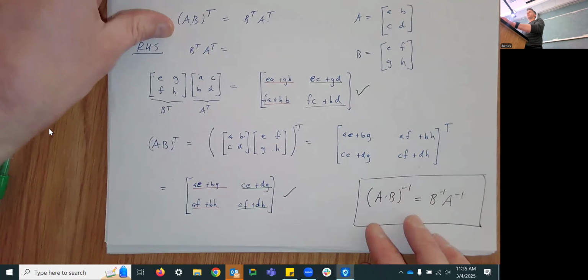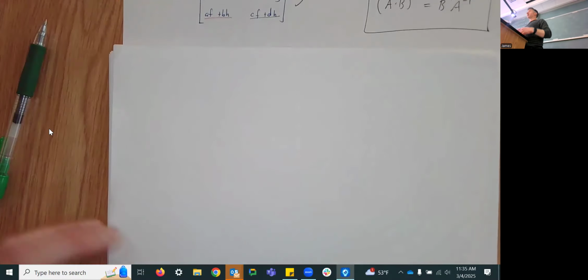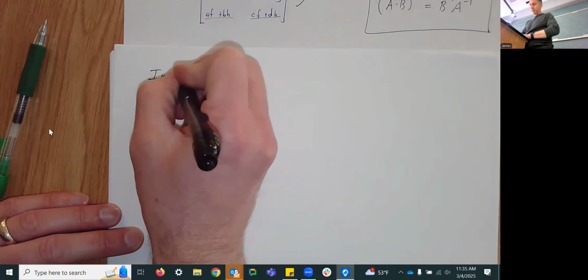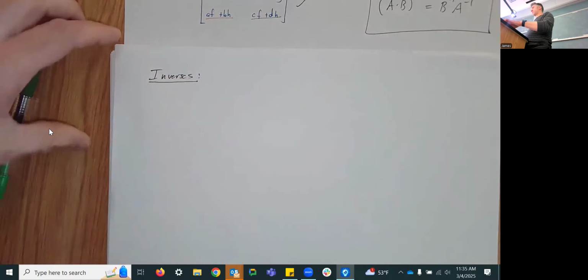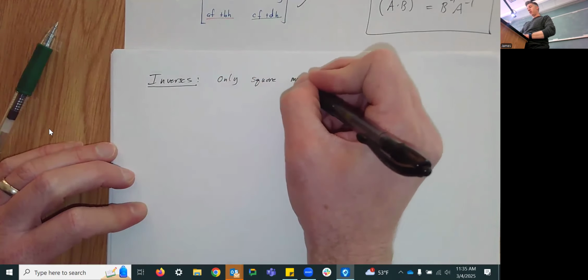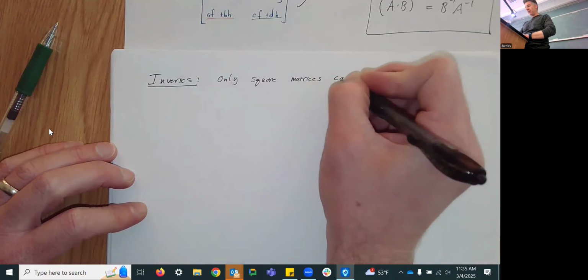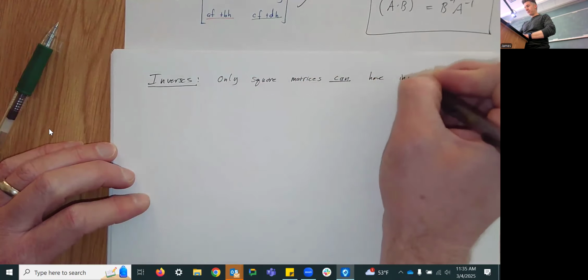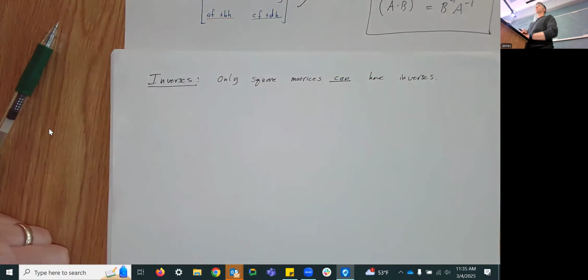Speaking of inverses, typically we only talk about 2x2 inverses, although again, I'll say the following. So for inverses, first and foremost, only square matrices get to have inverses. I should say, let me be more specific. Only square matrices can have inverses. But just like with real numbers, not every square matrix gets to have an inverse.